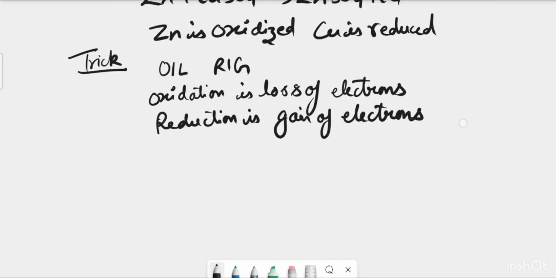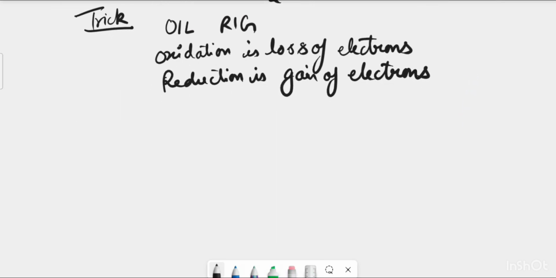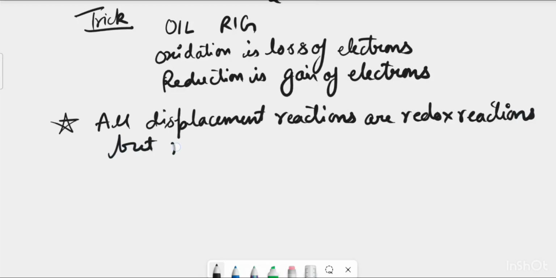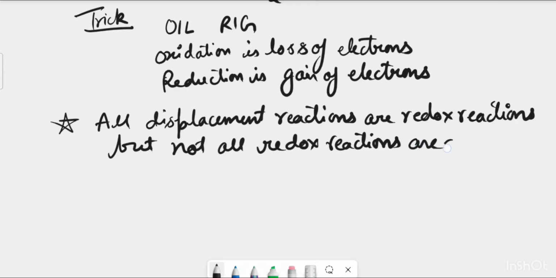Point to remember, all displacement reactions are redox reactions. But not all redox reactions are displacement reactions.